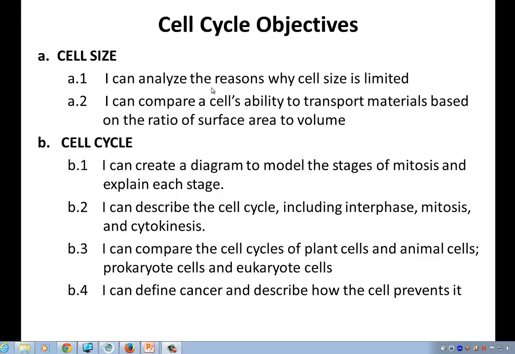But you can see what we're going to do is talk about analyzing the cell in terms of size and volume and why it's limited, and compare its ability to transport materials based on the ratio of surface area to volume. Then we're going to talk about the diagram of the stages of mitosis, which we called PMAT, and then describe interphase, mitosis, and cytokinesis, which I called PMAT-C. We're going to compare the cycles of plants and animals, a couple of differences between the two: plants have a cell wall and we don't have to worry about it, and we have centrioles, and they do the same thing without centrioles. Then prokaryotic cells and eukaryotic cells, and then we're going to define cancer in terms of prevention and things.